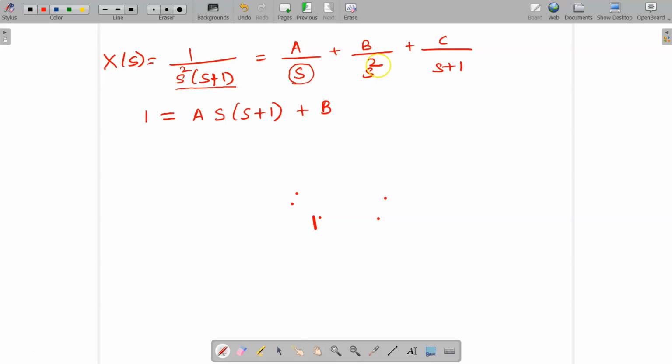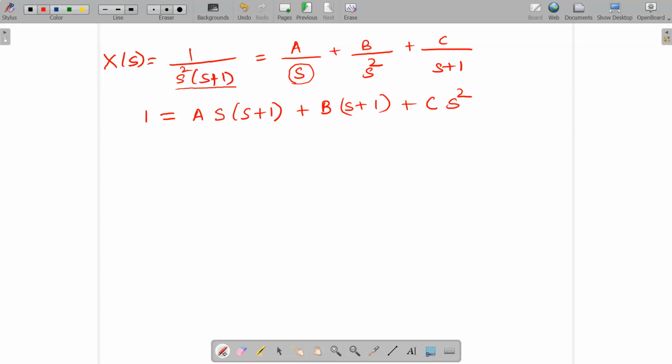Similarly for B, here s square is there, so s square is already there. What is not there? S plus 1 is not there, so multiply with s plus 1. For C, again compare both, s plus 1 and s plus 1 is there. What is not there? S square is not there. Okay, so multiply with that. So once we have done, we need to find out what is A, what is B, what is C.